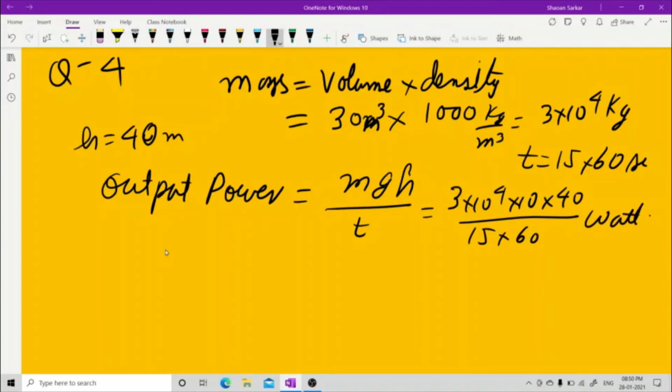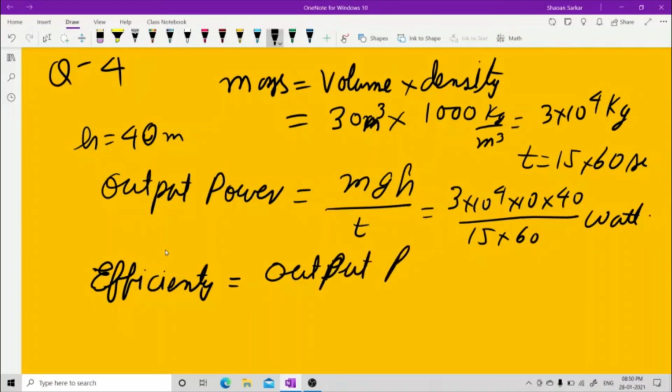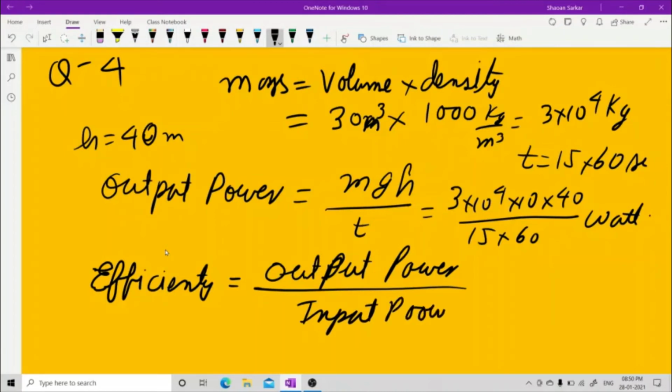This is the output power, find it. Now efficiency is, I'm just giving you hints, equal to output power by input power into 100. So this is already given to you.